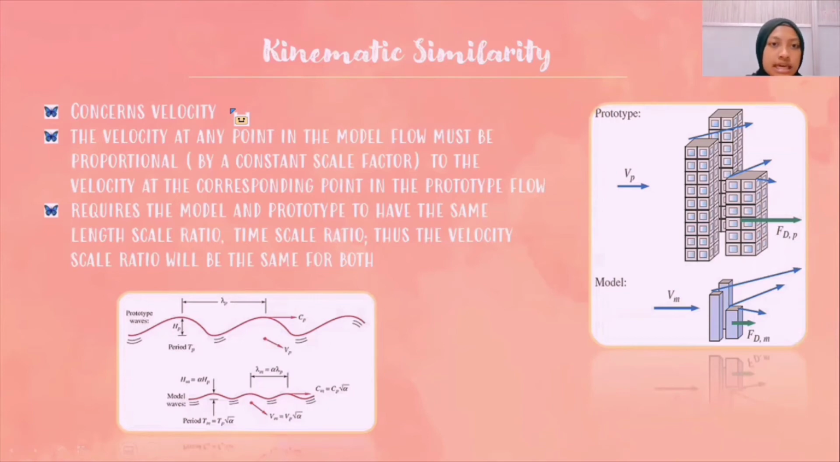Next is kinematic similarity, which concerns the velocity dimension. The velocity at any point in the model flow must be proportional by a constant scale factor to the velocity at the corresponding point in the prototype flow. It requires the model and prototype to have the same length scale ratio and time scale ratio, thus the velocity scale ratio will be the same for both.